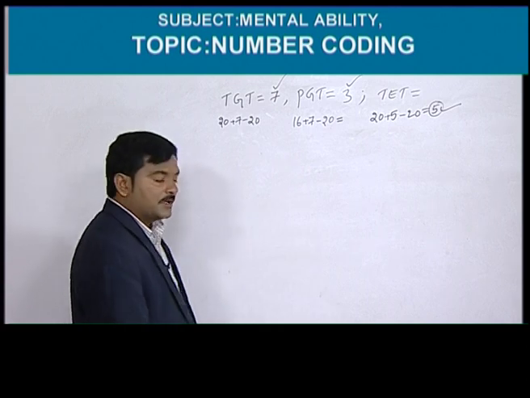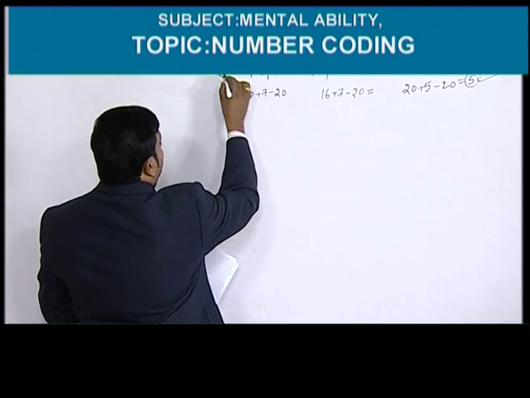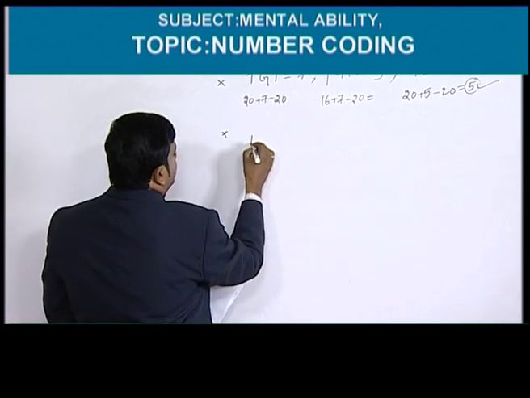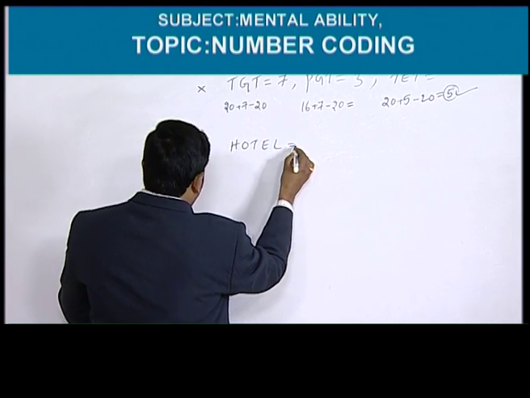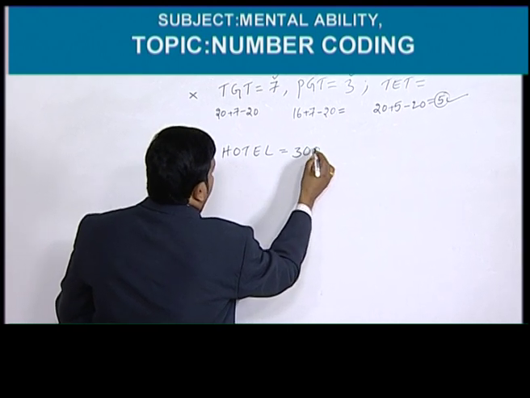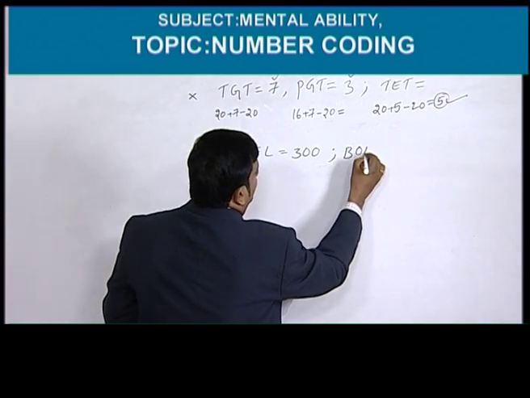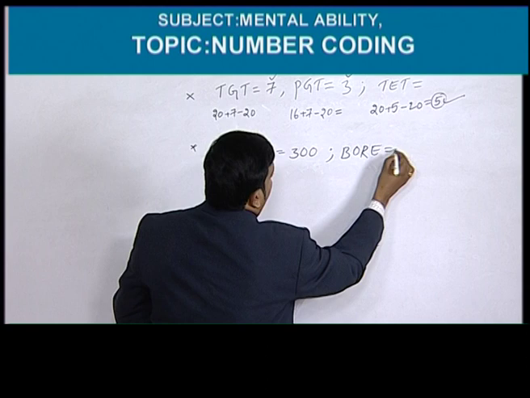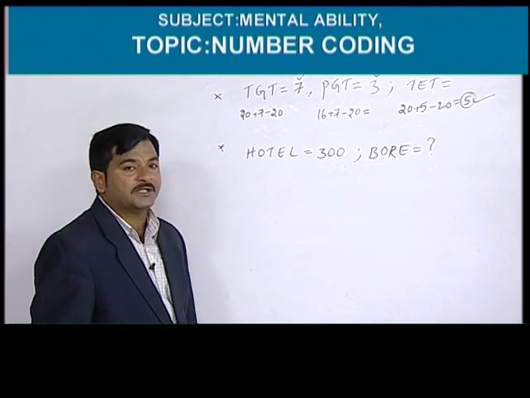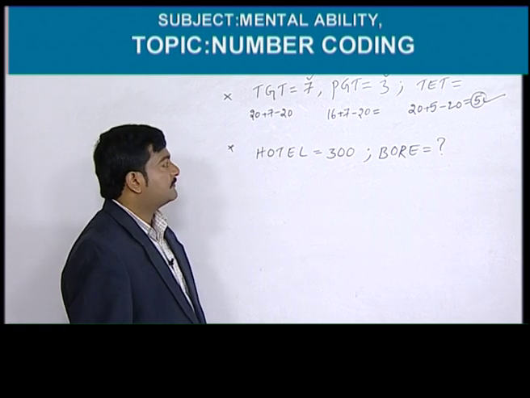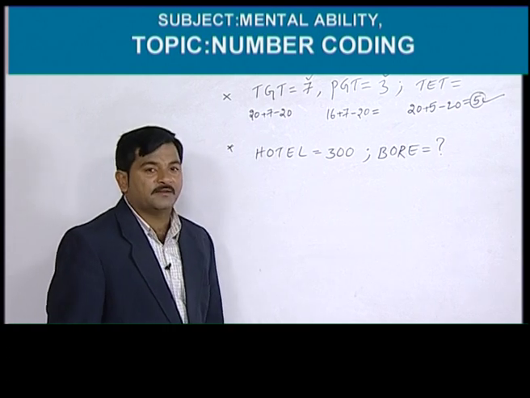Okay, now we will take one more example. In a certain code language, again this question is repeated. In a certain code language, hotel is written as 300. Then in the same language, what is the code for the given word bore? I repeat the question once again. In a certain code language, hotel is written as 300. Then what is the code for the given word bore?